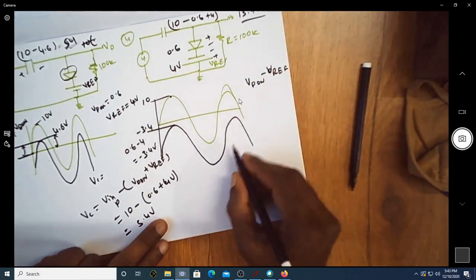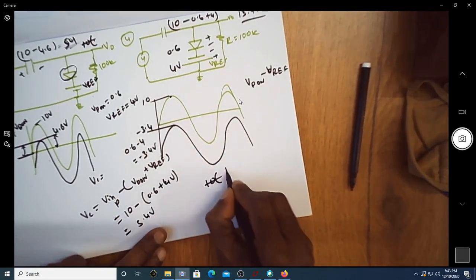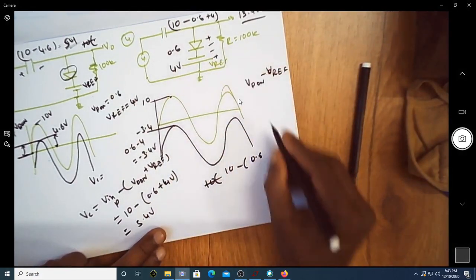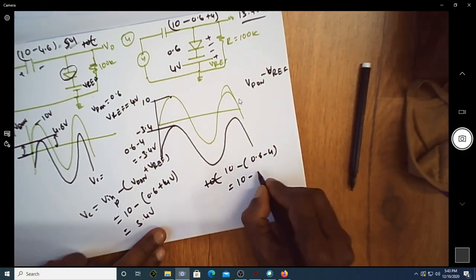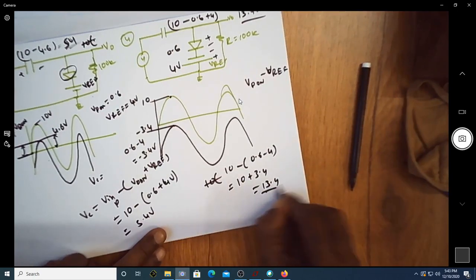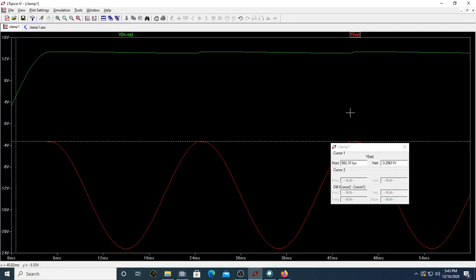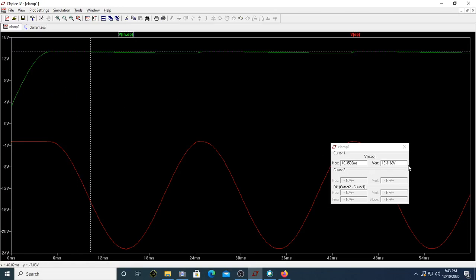On the same lines, in this case VP is again 10 volt, 10 minus VD on, which is 0.6, but V reference is now minus 4. This comes out to be 10 minus 0.6, of course this will become plus, so 3.4, which is 13.4 volts. So that's what I wrote earlier. Let us see what voltage we are getting. Can you see the voltage is almost 13.3 volt or 13.4 volts.